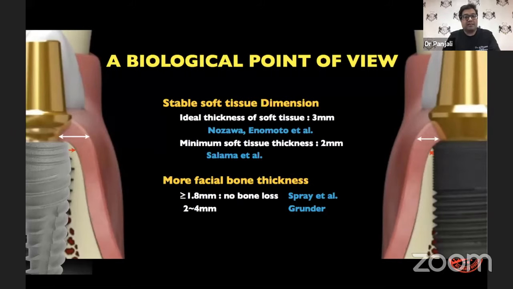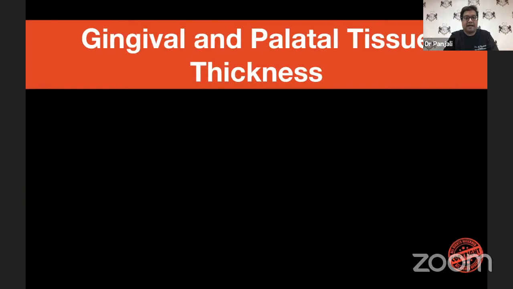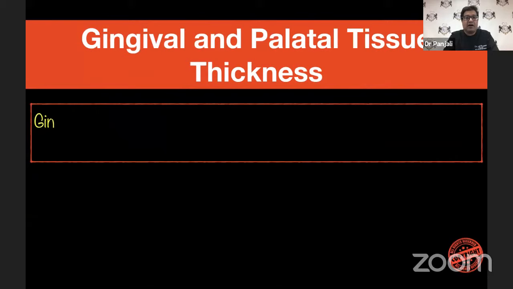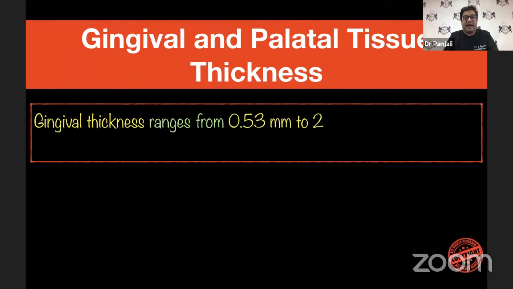So when we look at some of the other studies by Nozawa, who talks about the ideal thickness to be about 3 millimeters, soft tissue thickness 2 millimeters by Salama, a facial bone thickness by Grunder and Spray about 2 millimeters or more. These are important numbers. So keep in mind when you plan your cases and when you treat your cases that all these factors are taken into account.